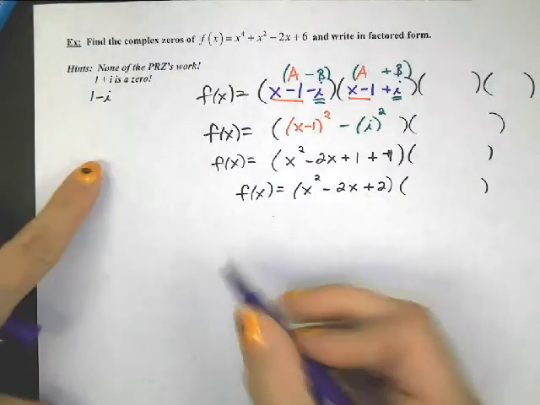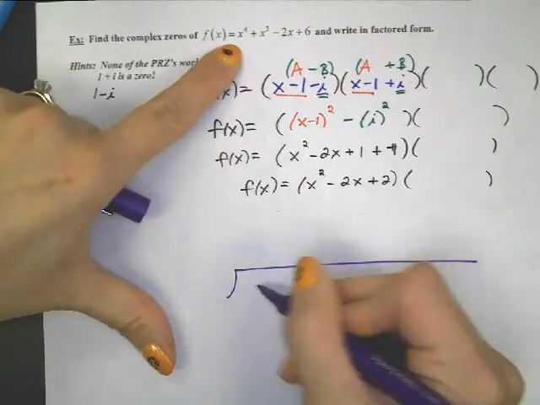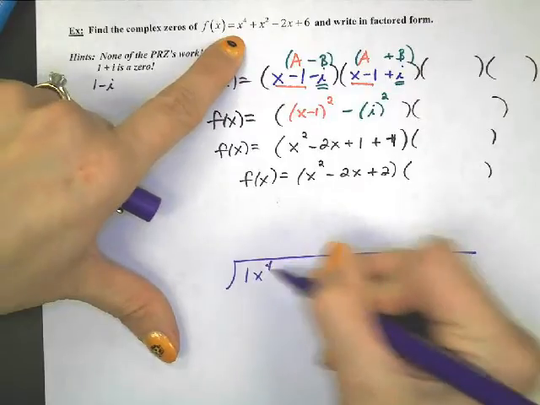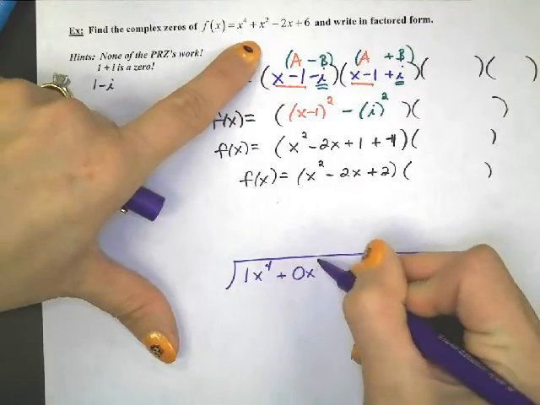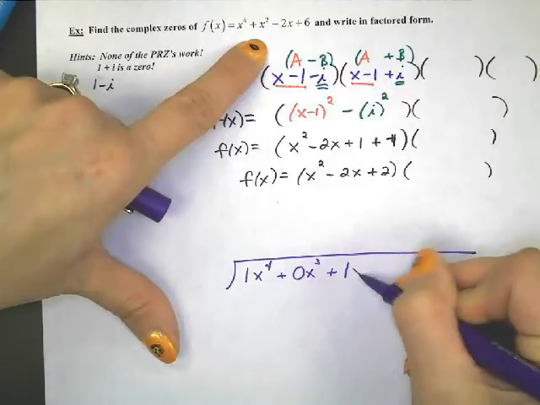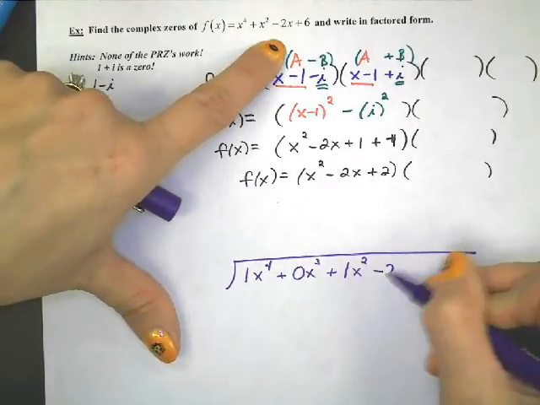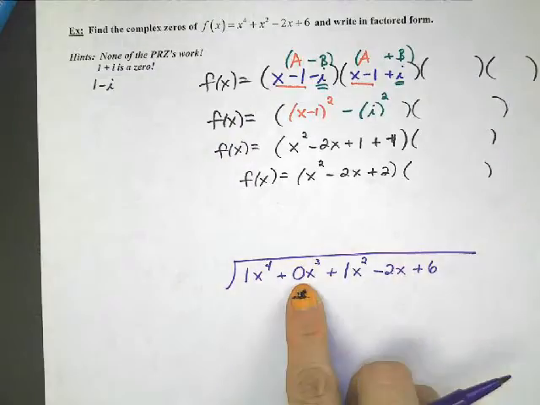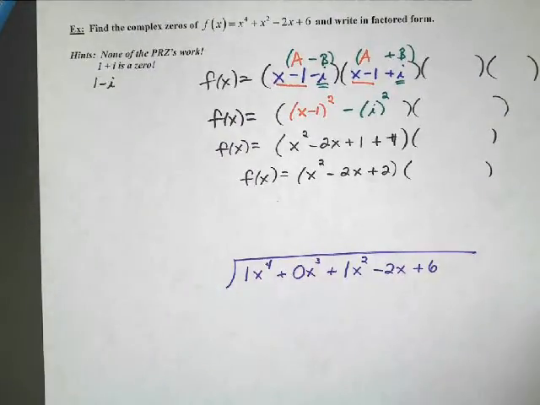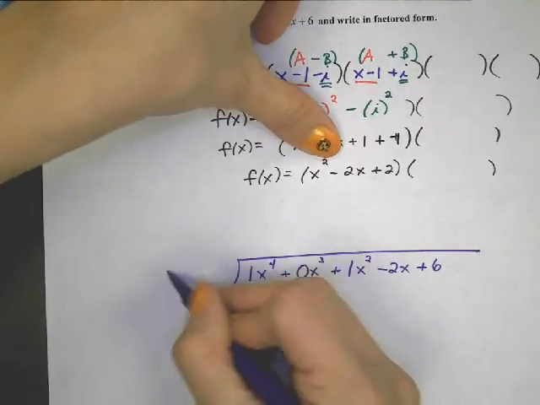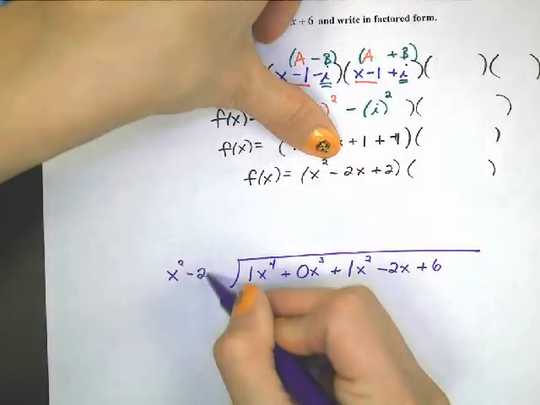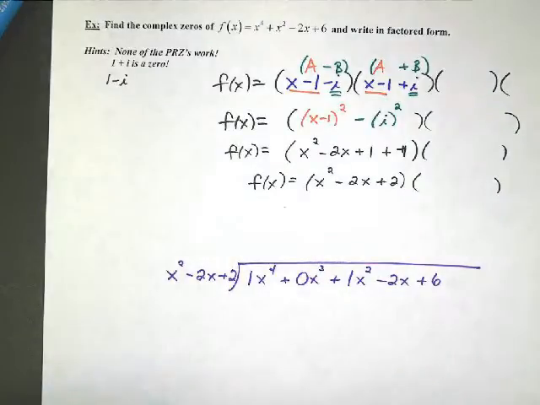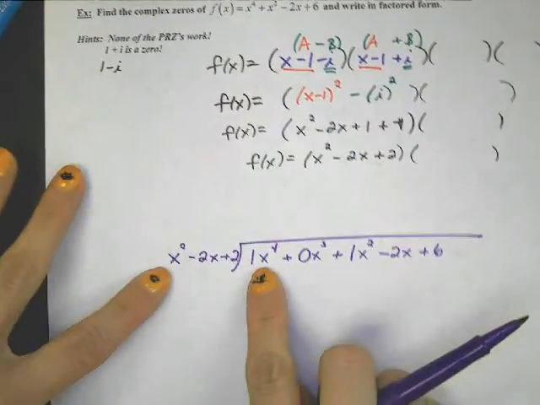Long division. So we're going to put the big f of x in the divide box here: 1x to the 4th plus 0x cubed plus 1x squared minus 2x plus 6. You have to have a column for everyone, so I added in some x's there. The divisor is this quadratic, x squared minus 2x plus 2. And so we're going to look at the first thing and the first thing.